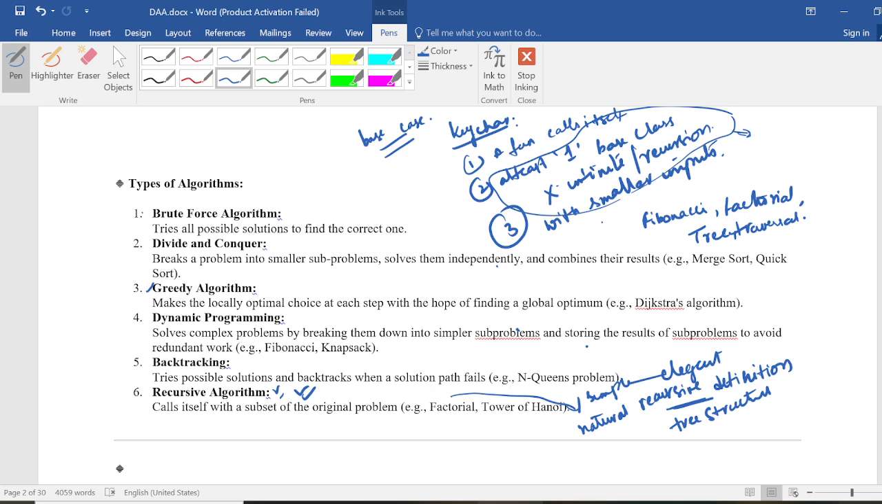So what are the disadvantages of a recursive algorithm? It can sometimes lead to stack overflow. In case of deep recursion, there is a chance of stack overflow, and it may have repeated calculations, which can be optimized with memoization or tabulation.